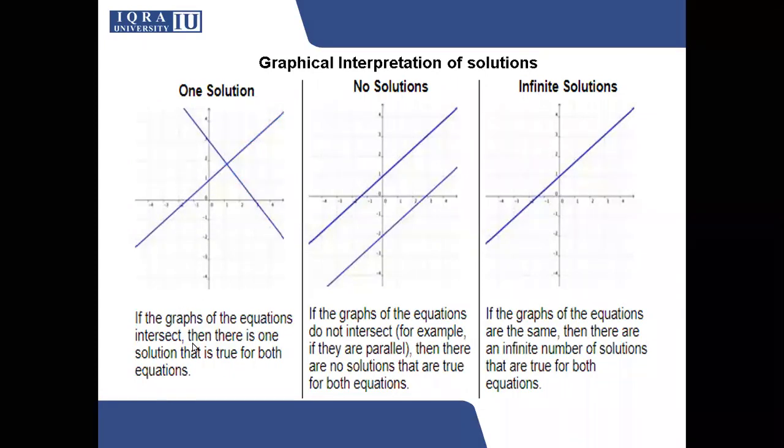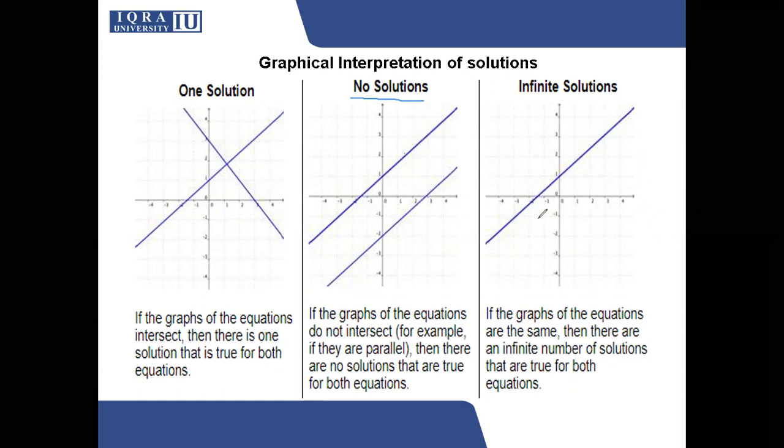If the graphs of the equations intersect, then there is one solution that is true for both equations. This is a case of unique solutions. Then we'll take a look at no solutions. What happens is, suppose the graphs of the equations do not intersect at all. For example, if they are parallel lines that do not intersect anywhere, then there are no solutions that are true for both equations. There is no point of intersection. There is no point that is common to both of these lines. So as a result, there will be no solution to the system of equations.